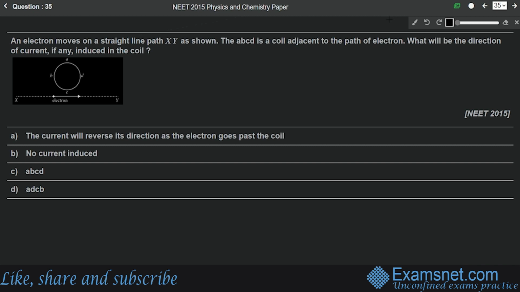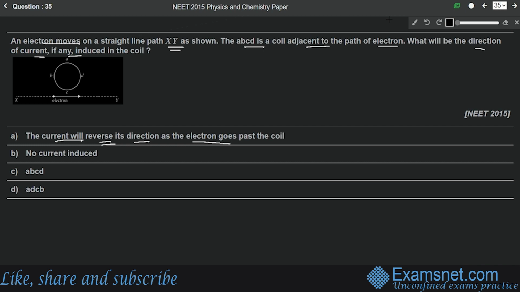Next question says an electron moves on a straight line path xy as shown. ABCD is a coil adjacent to the path of the electron. What will be the direction of current, if any, induced in the coil? So what will happen when the electron comes towards the loop? The magnetic flux will increase, and when this electron moves away from the loop, the same magnetic flux will decrease. The same amount of magnetic flux will decrease, so the induced current will be opposite to each other. So the correct answer will be option A. The current will reverse its direction as the electron goes past the coil.